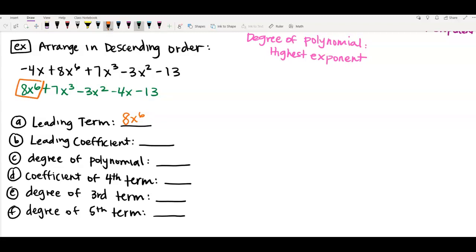Okay, so that 8x to the 6th, that whole thing is our leading term. But the number out in front is our leading coefficient. So our answer for B should just be 8. Leave off the x to the 6th power, because coefficient just means the number in front of the variables. Okay, now let's try part C. So I want everybody, again, to type in, but don't hit enter yet. What did you come up with for part C? What is the degree of this polynomial?